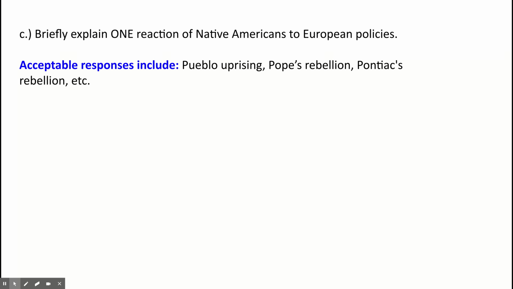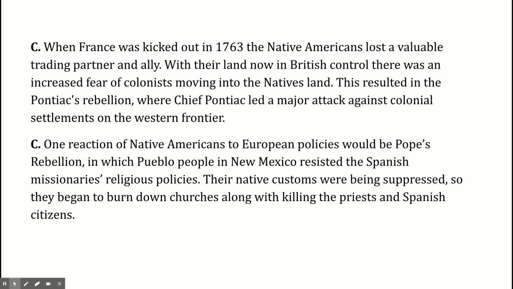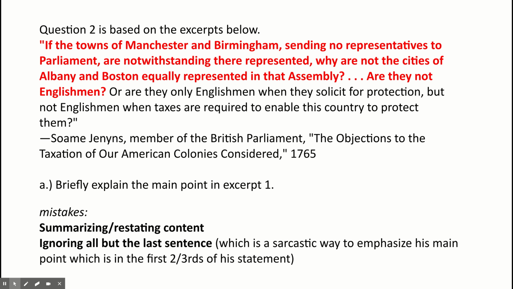Next one is, by the way, the one most students did the best on: one reaction of the Native Americans. You could say the first one is Pontiac's Rebellion. The second is Pope's Rebellion of the Pueblo people, concrete reaction and how they responded. This was probably the easiest point of them, and these are the ones students were most successful with. Question 2, this is the one students most struggled with.